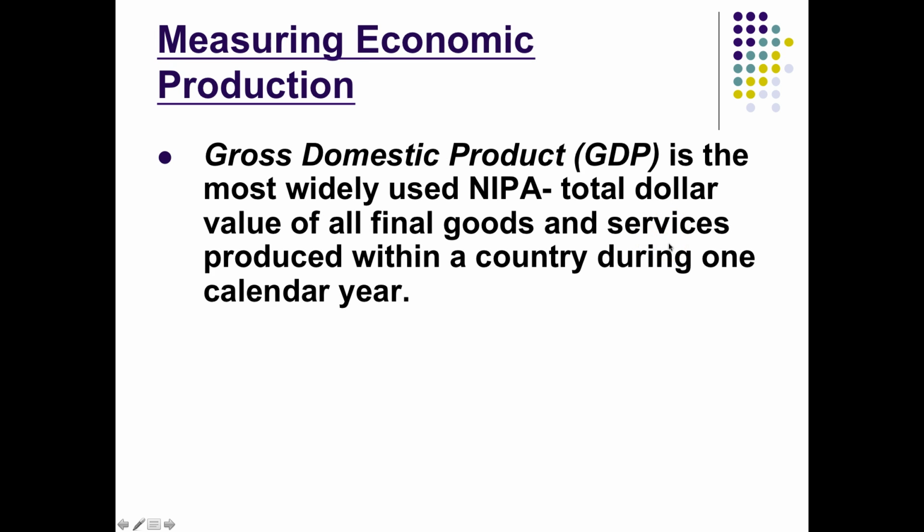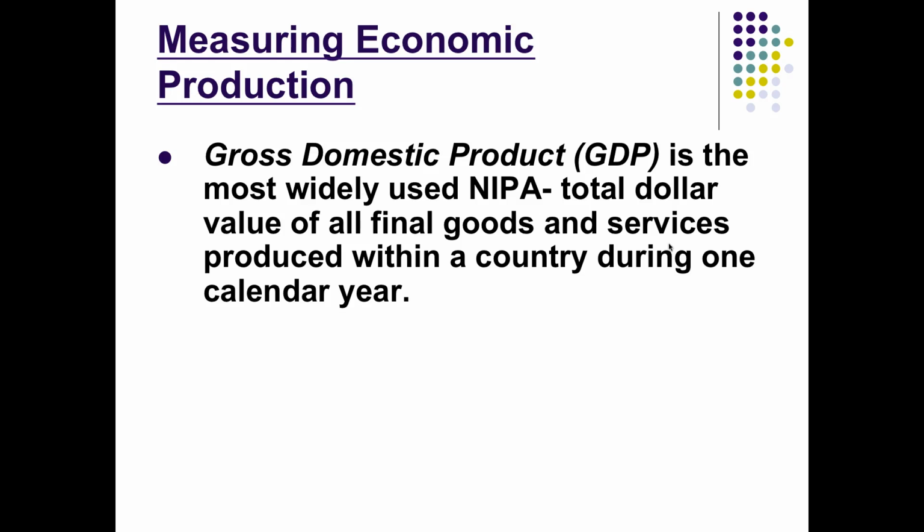All right, so let's take a look at the definition of gross domestic product. So gross domestic product, also known as GDP, is the most widely used national income product account. And the definition is this: the total dollar value of all final goods and services produced within a country during one calendar year. So good synonyms for that would be production, would be output, but gross domestic product has a very specific definition. First of all, it's the total dollar value.